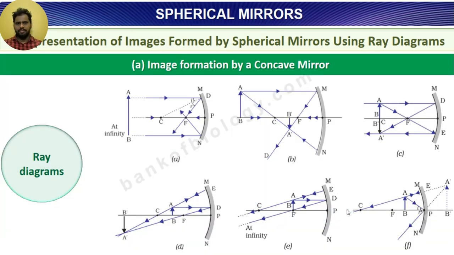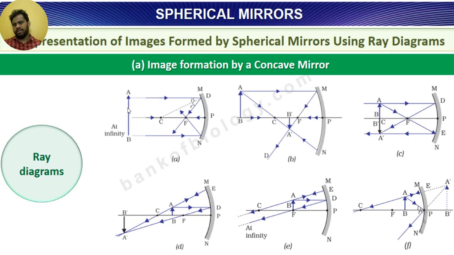Now let's move forward. See, there are 6 ray diagrams for concave mirror. I want students to practice all 6 of them and they have to memorize the table. There will be a table of ray diagrams wherein we specify where the object is placed, where the image is formed, all these things. So you have to memorize. So these are the ray diagrams.